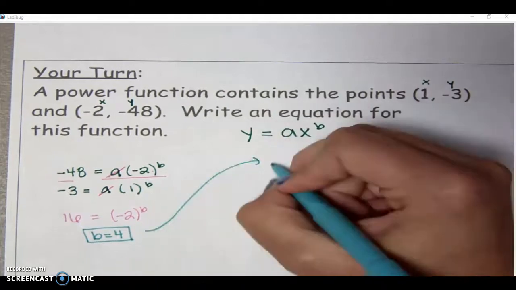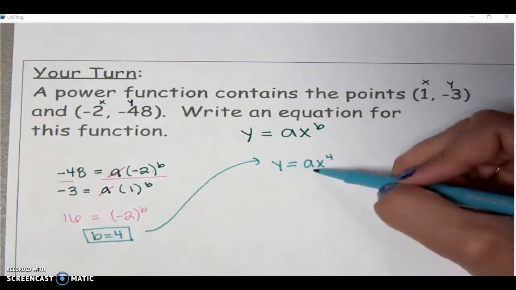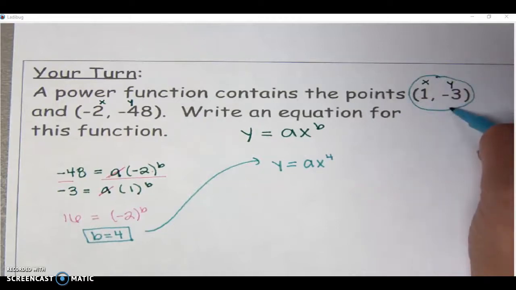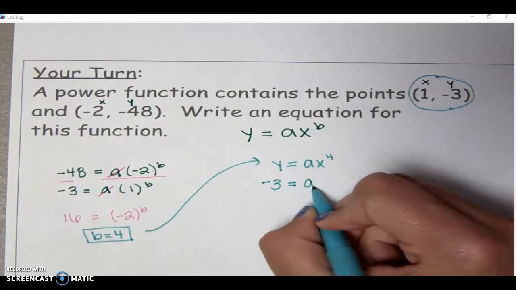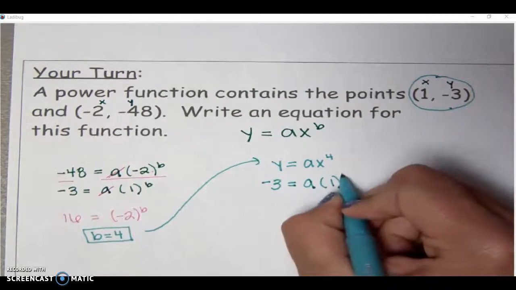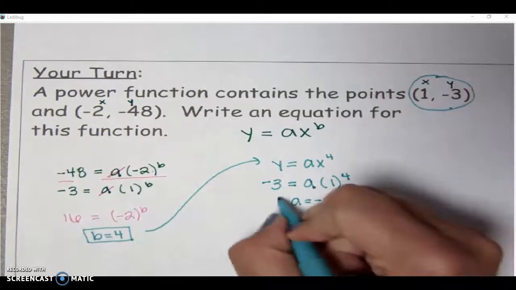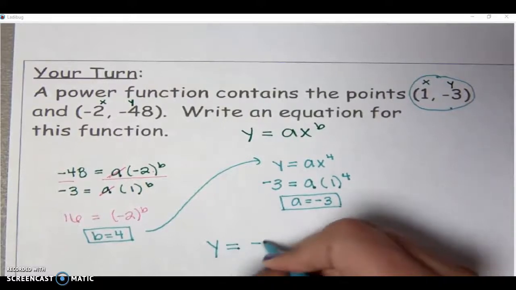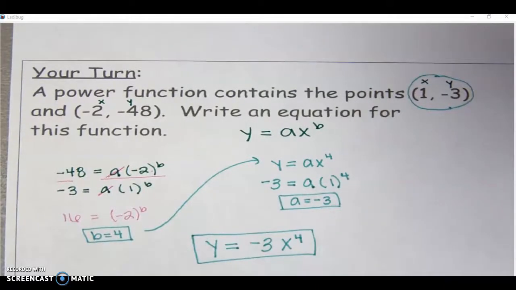Okay, so now we know it's not just y equals ax to the b, it's y equals ax to the fourth power. So we just have to figure out a, so you're going to plug in either one of these points. I usually pick the one that has 1. So if I plug this point into my equation, we'll have y is -3 equals, we don't know a, x is 1, and it's to the fourth power. Well, 1 to the fourth power is just 1, so that means a has to be -3. So now my power function is just y equals -3 x to the fourth power. And that's how you write a power function given your two coordinates there.